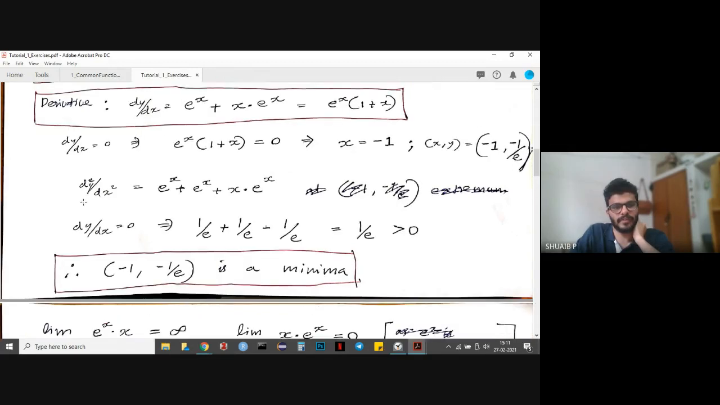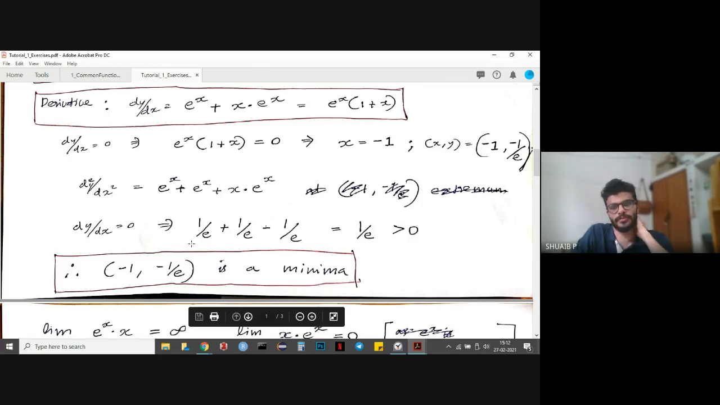So the one of the extreme points will be -1 by e. So then when we find the double derivative and find the value of the double derivative at that point, at the extrema point, it will be 1 by e. So 1 by e is a positive number, so it indicates this extrema that we found out is a minima. So dy by dx is equal to 0, and d square y by dx square, the double derivative, is positive. So it indicates -1 is a minima.